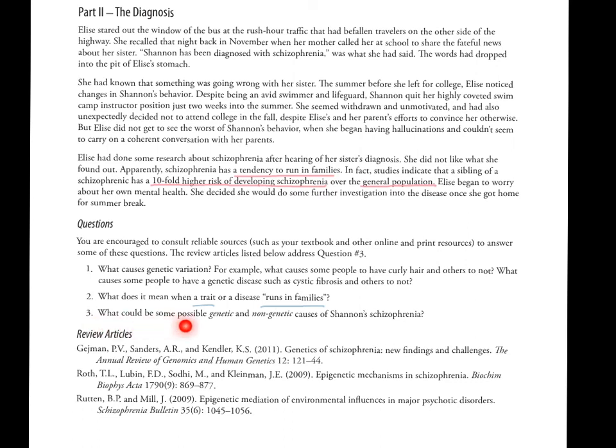So, what could be some possible genetic and non-genetic causes of Shannon's schizophrenia? Well, we talked about genetic causes. It's genes that are inherited, and you can look up the specifics in these articles if you can get hold of them, or you can look them up on Google Scholar, or even just Google and look up schizophrenia and what the causes are, the genetic links, and what the environmental causes are.